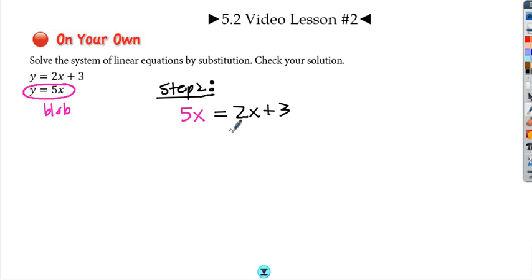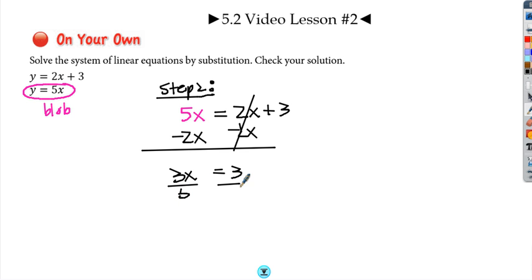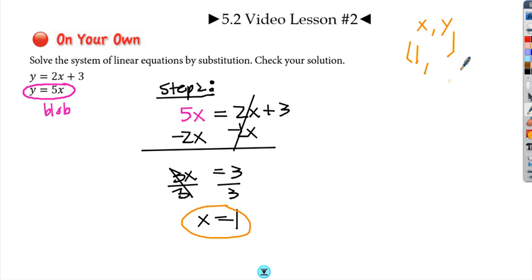Then I'm going to solve by subtracting 2x both sides. Then I get 3x is equal to 3. Divide by 3 both sides to solve for x. Then I get x is equal to 1. So from step 2, I found that x is equal to 1. So I only found half of my answer. X is equal to 1 because it's x comma y, and I only found x so far. So I want to use the answer from step 2 to get my y value.